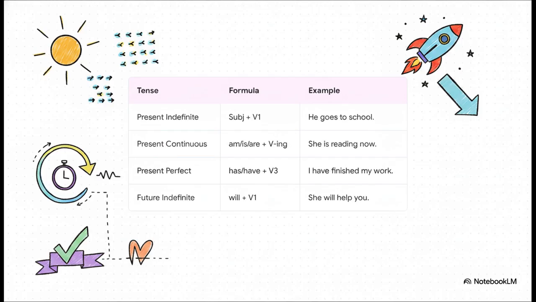And finally, you can just leap right into the future with Rule 7, the future indefinite. That's simply will plus V1. She will help you. It's amazing, isn't it? Just by changing the core formula, you completely shift the temporal reality of the entire sentence.